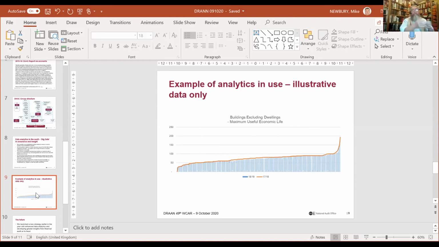So this example here looks at a common category in relation to the accounts of hospitals. And it's asking some questions about, does it make sense for a common item in these accounts to have a useful economic life ranging from around 30 years up to near 200 years? It begs some basic, interesting questions that those charged with governance and management ought to be asking themselves about what's going on in the system.